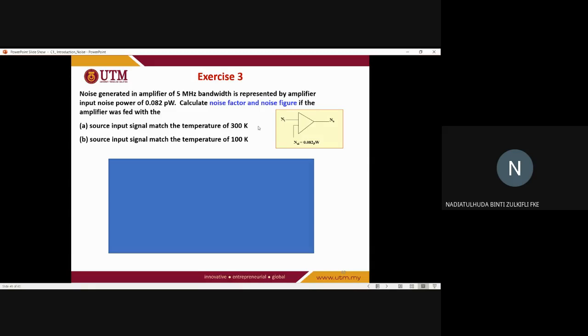If the amplifier was fed with the source input signal matching the temperature of 300K, and then just repeat with 100K. Okay, so what do we have here? We have our bandwidth, our NAI we know, and we also know our input temperature, 300 Kelvin. Okay, so let me give the solution for the A part.